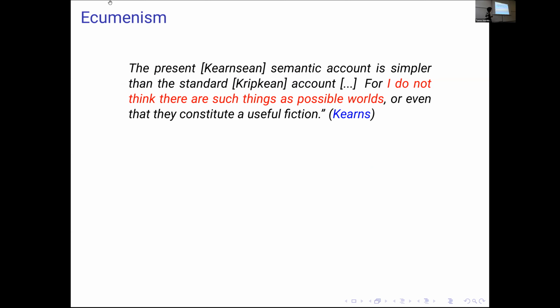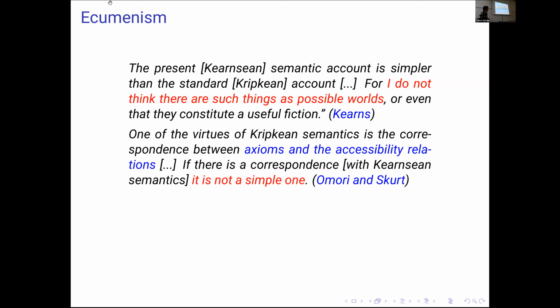Good. So just to finish this introduction, Kearns in the paper says something like there are no worlds. So why do we need to use worlds first to explain modal semantics, modal logics, right? And he says something very strong, that it doesn't constitute a useful fiction. So there are no worlds in there, right? So this is Kearns. I don't agree much, but anyway, this is Kearns.